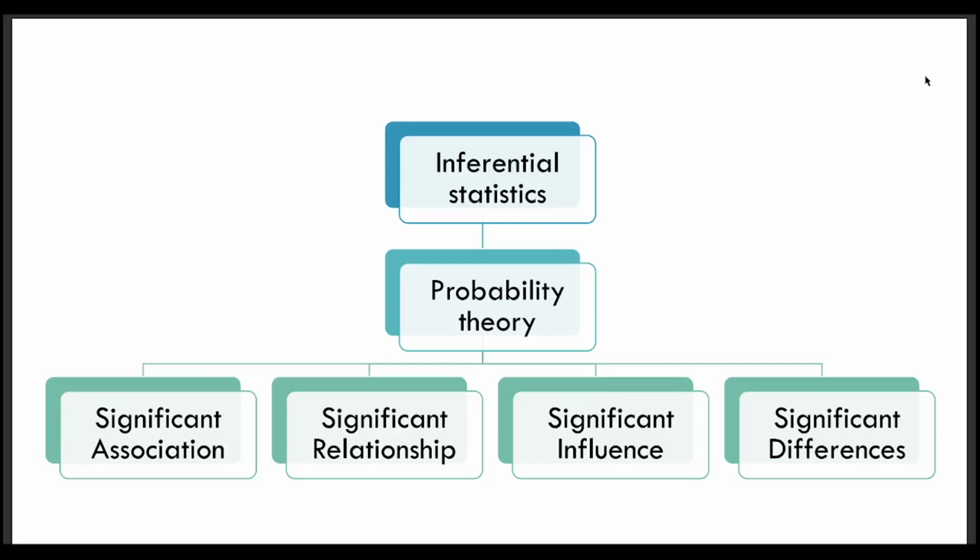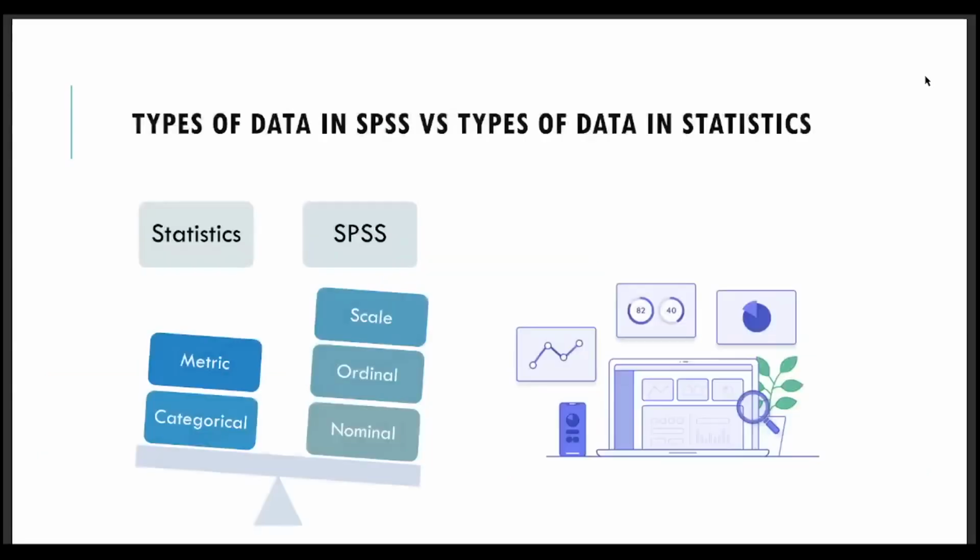Statistics is generally classified into descriptive, which is mean, median, mode, skewness, standard deviation, and kurtosis, whereas inferential statistics is nothing but hypothetical testing. We test hypotheses based on these four reasons: either to find whether there is a significant association between the variables, or significant relationship between the variables, or significant influence of one variable on another variable, or significant difference between the variables.